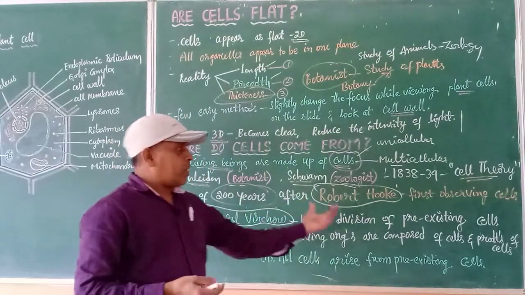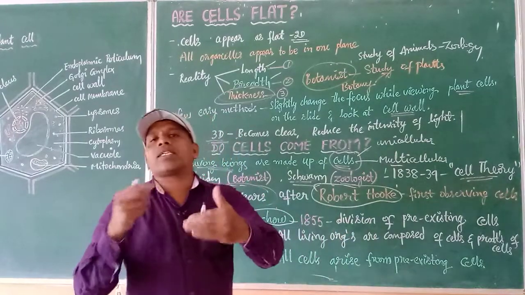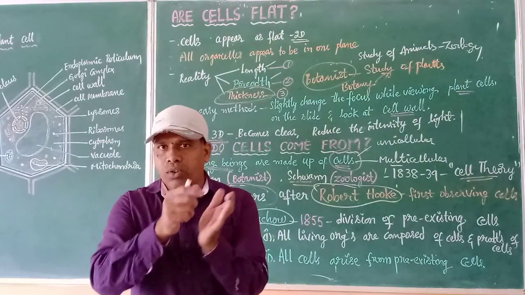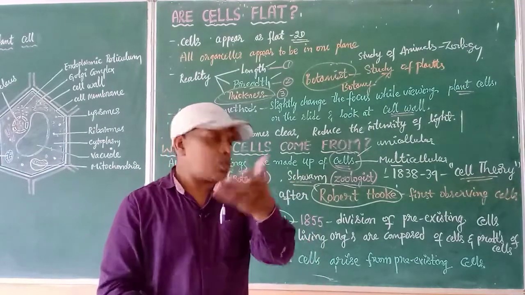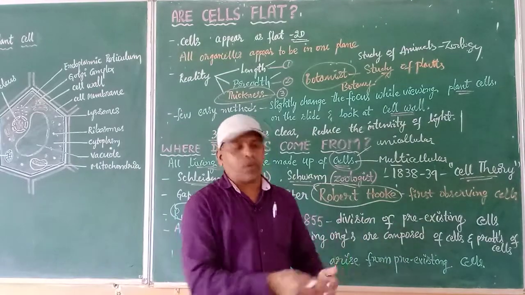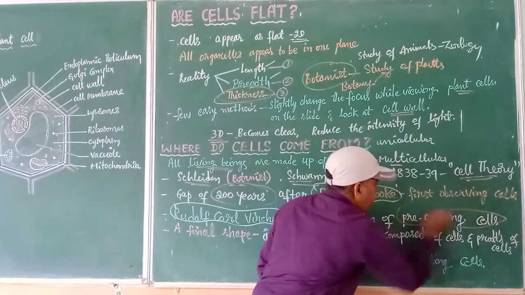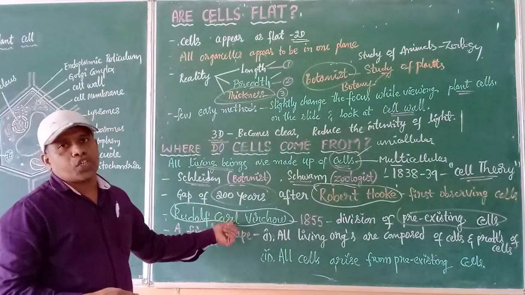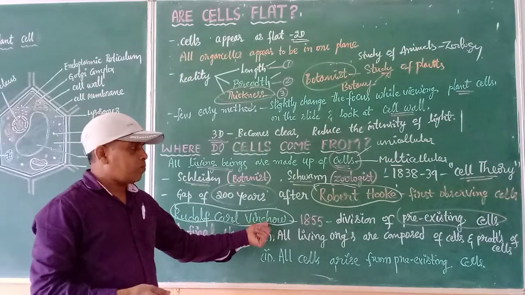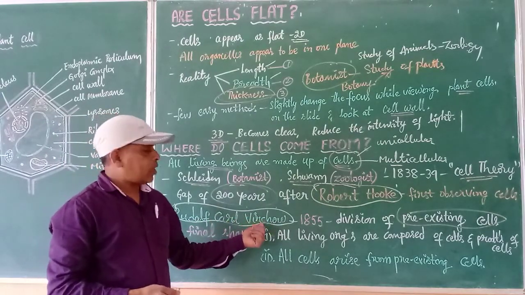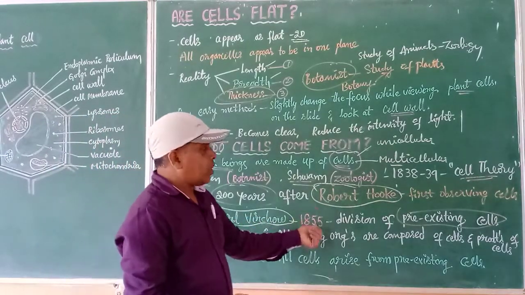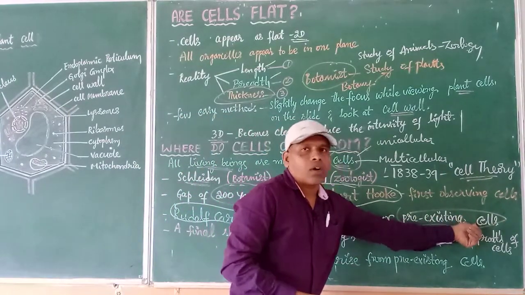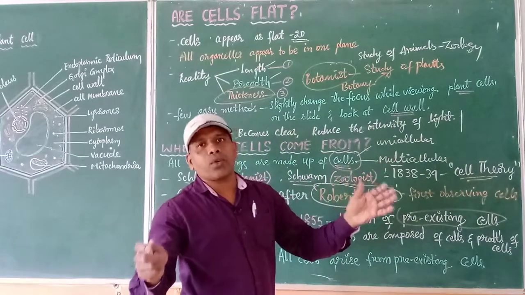He said that new cells come from pre-existing cells. What do you mean by pre-existing cells? One cell is present, it undergoes division, and it produces two new cells. From one cell, two cells are produced. That is what we call pre-existing cells. This was a great statement given by Rudolf Carl Virchow, shortly called Virchow. In the year 1855, he said that new cells arise because of the division of pre-existing cells. Already existing cells divide to form new daughter cells.